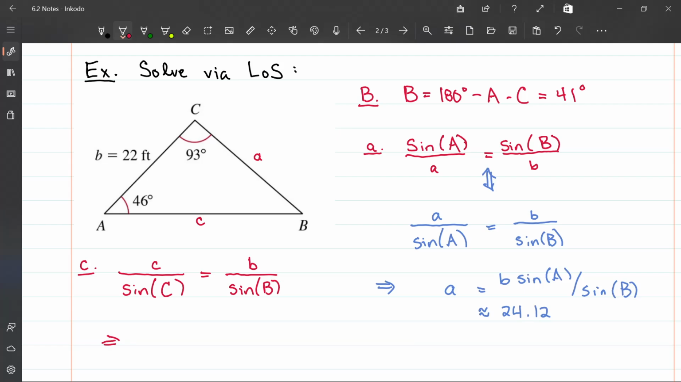We multiply both sides by sine of C, and so we get little c is equal to b sine big C divided by sine big B. We can approximate this to 2 decimal places, and we will now. It is approximately 33.49.